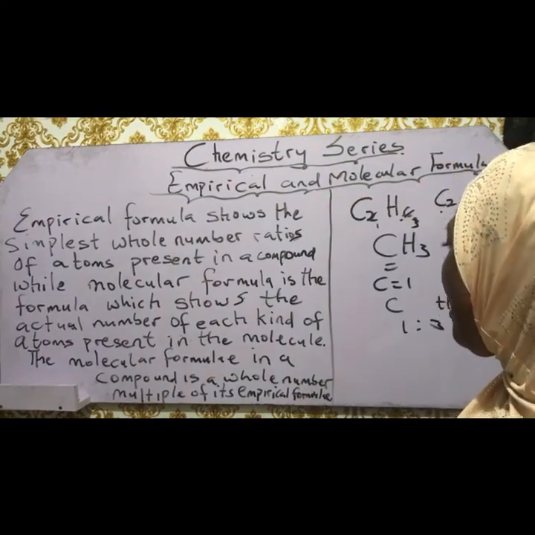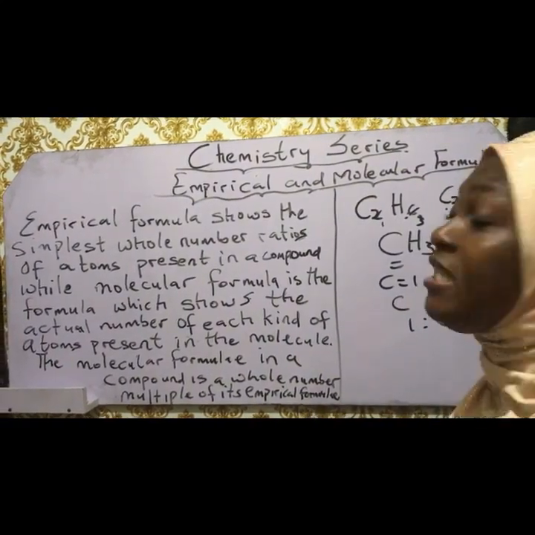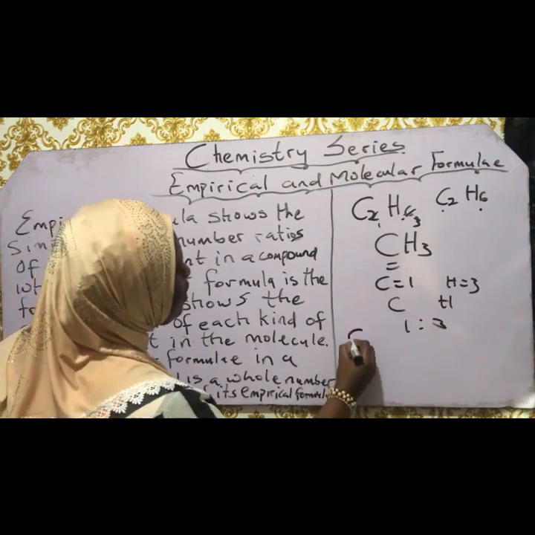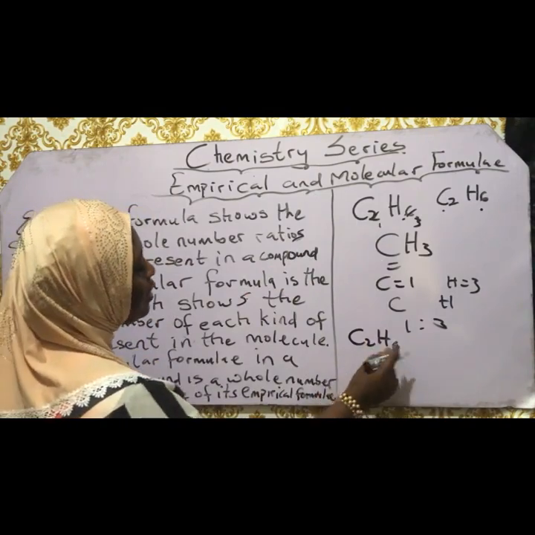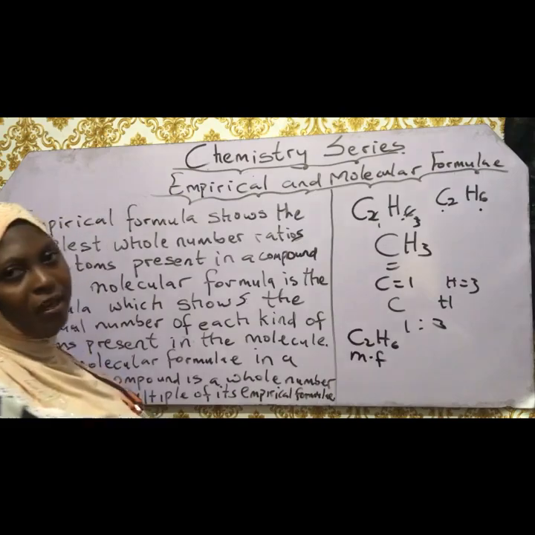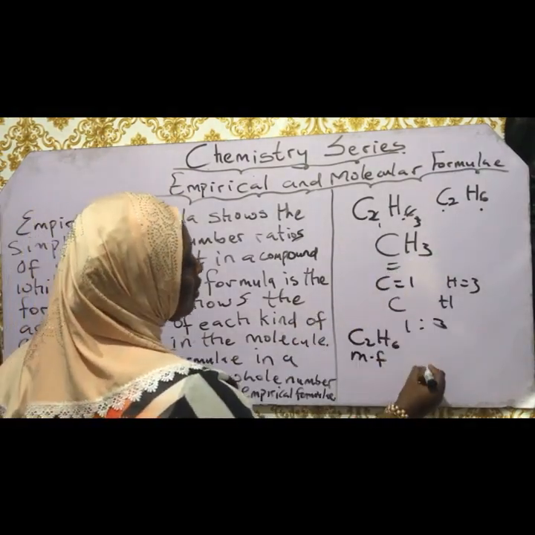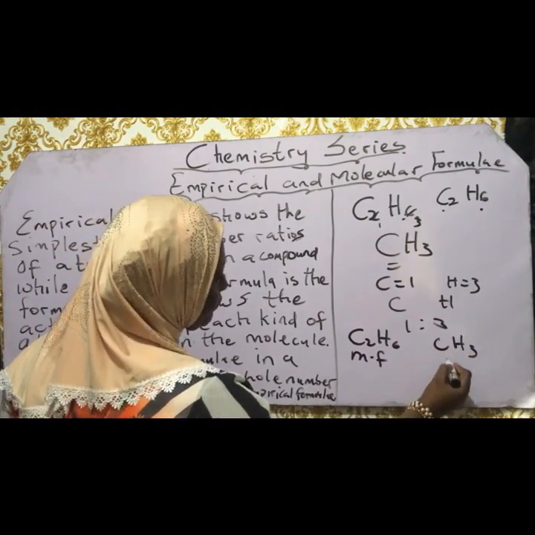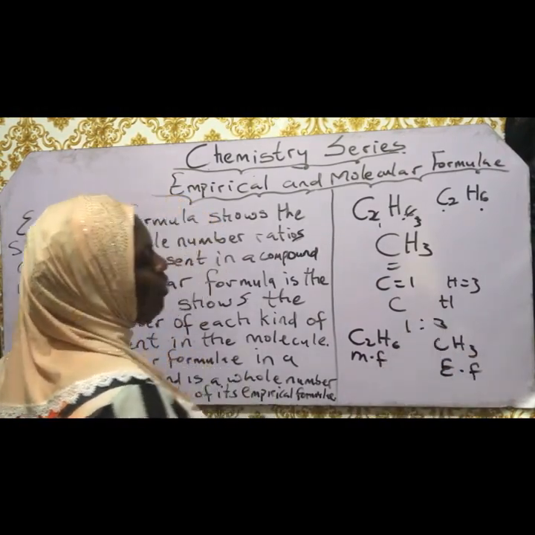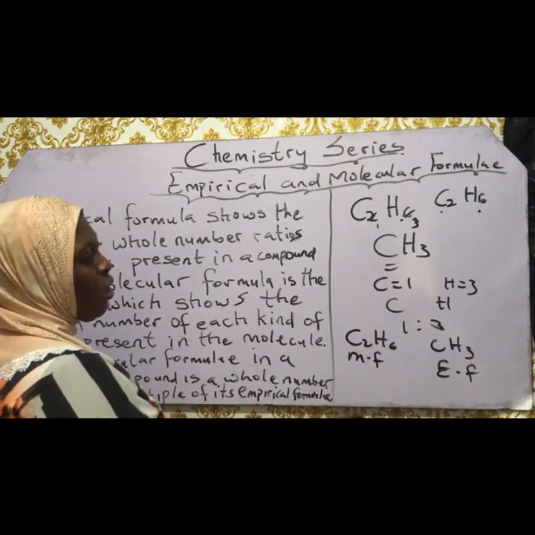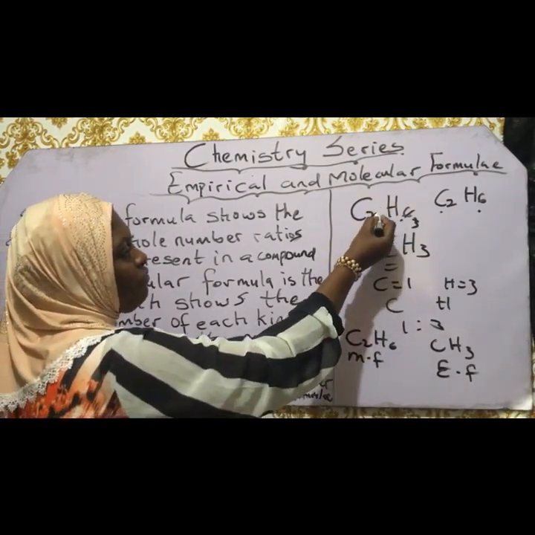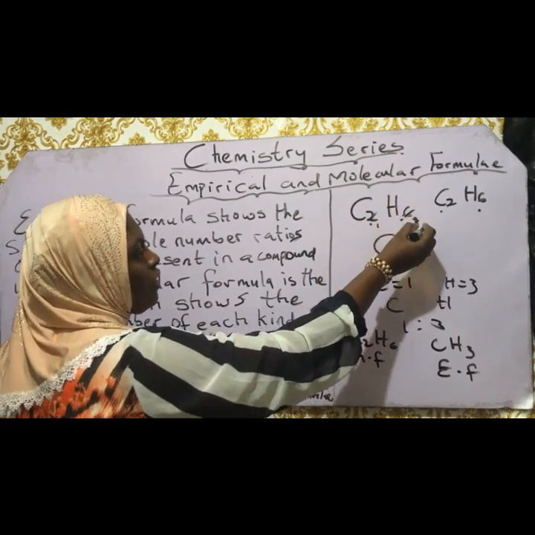Okay, let's see. The molecular formula of a compound is a whole number multiple of its empirical formula. What does this mean? Let's see. We have the molecular formula to be C2H6, MF for molecular formula, and we have the empirical formula to be CH3, EF for empirical formula. How do we get the empirical formula to be CH3? We simplify the molecular formula by dividing C2 by 2 to get C1 and H6 by 2 to get H3.